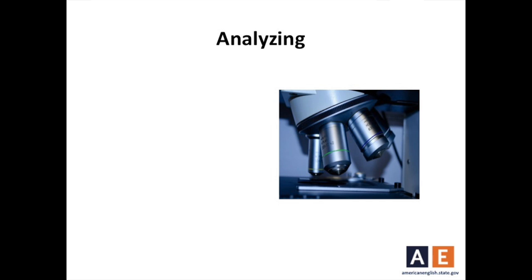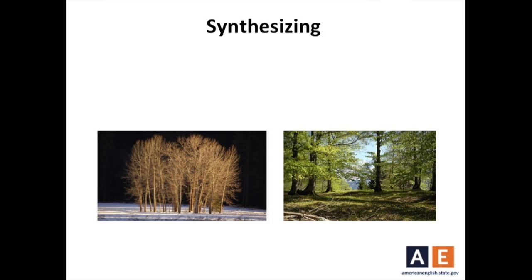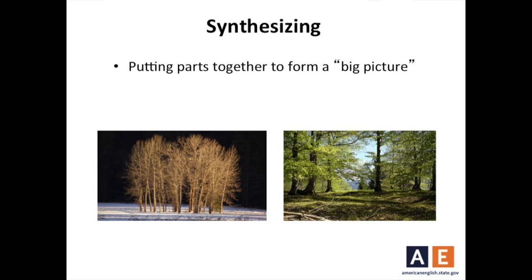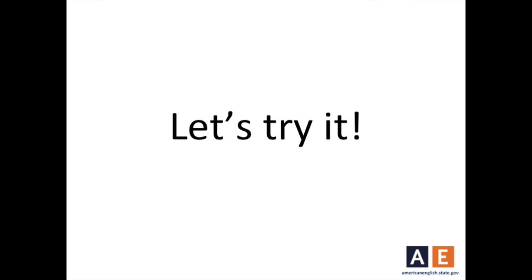For analyzing, you can break the photo into parts that also serve as lead-ins for vocabulary and grammar practice. I suggest the following 5 areas: time, when is this happening? Location, where is this happening? People, who are they? Objects, what are they? And activities, what is going on? In synthesizing, guide your students to make connections between 2 or more photos to form a big picture based on similarities or differences. Now let's try our critical thinking sequence.